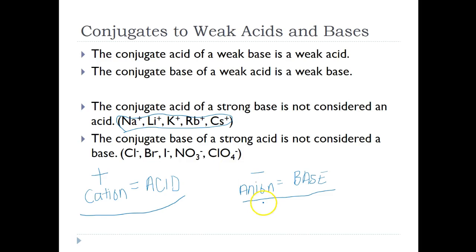So HSO4 negative, which is what is left when sulfuric acid donates its proton. Well, that can still act as a base. It could accept that back, or it could act as an acid because it could donate the proton. Either way, it's not considered strong, so that would be considered a weak thing. So these, the 5 listed here, are the only anions, negative charges, that we are not going to consider weak bases.